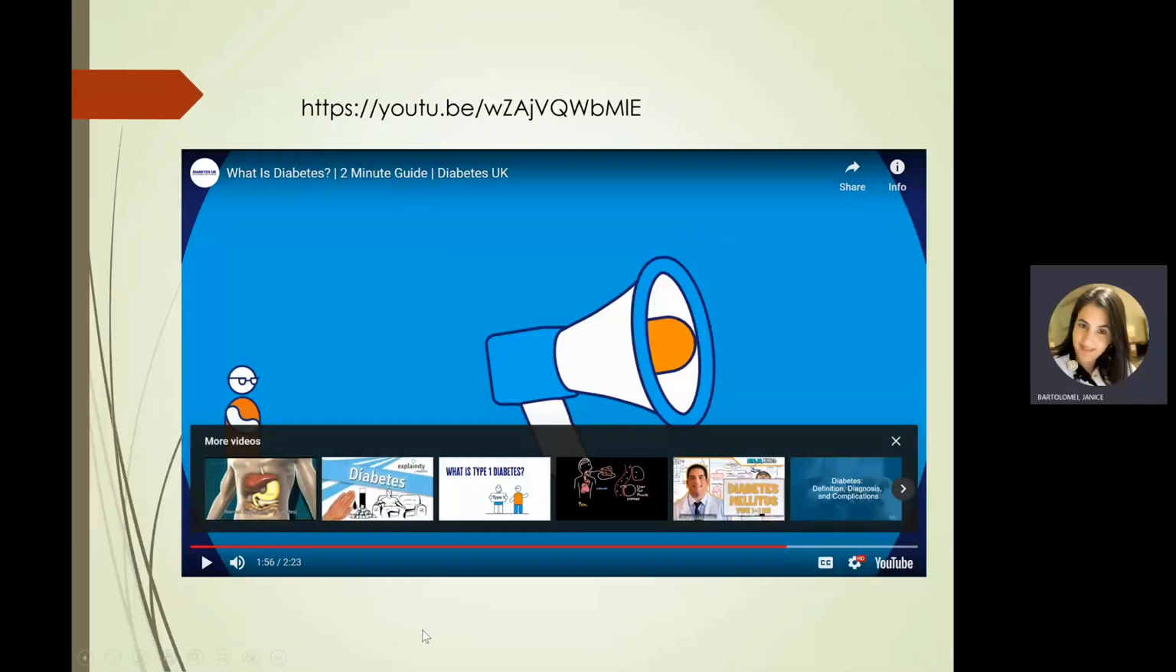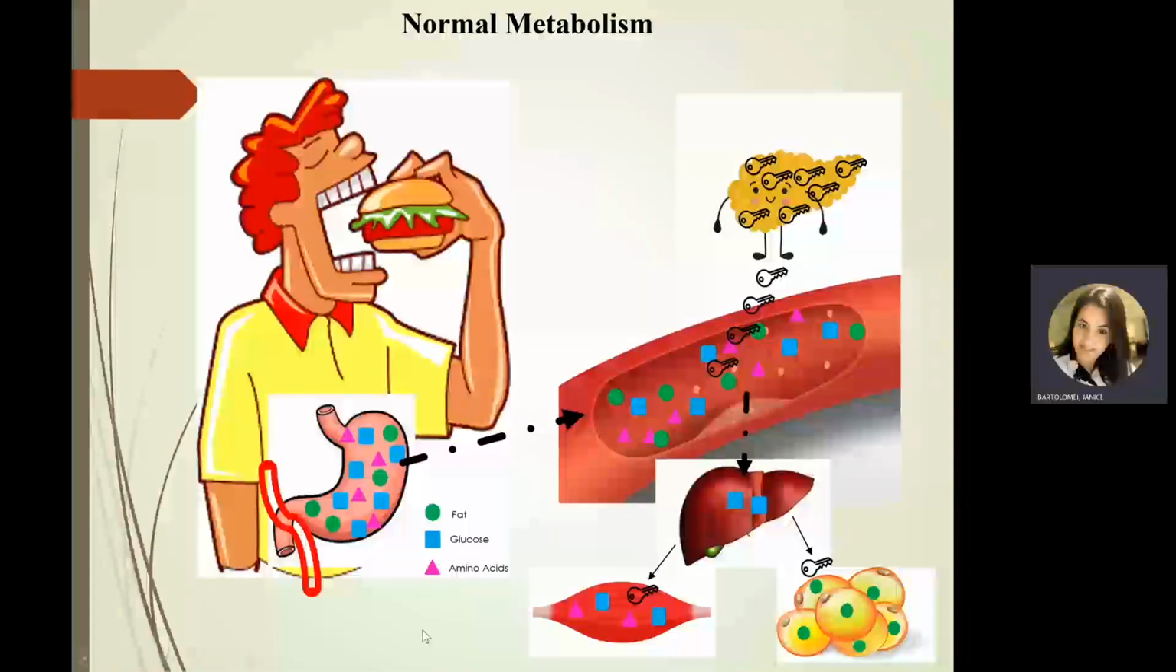Okay, so that's a video on an overview, but let's talk about it more in depth. So normally the metabolism is we eat and the food is basically broken down in the stomach into fats, glucose, and protein. And that goes in through the vascular system, bloodstream. And immediately when we eat, the brain sends a signal to the pancreas saying, "Hey, we got glucose, we got food. You need to release insulin."